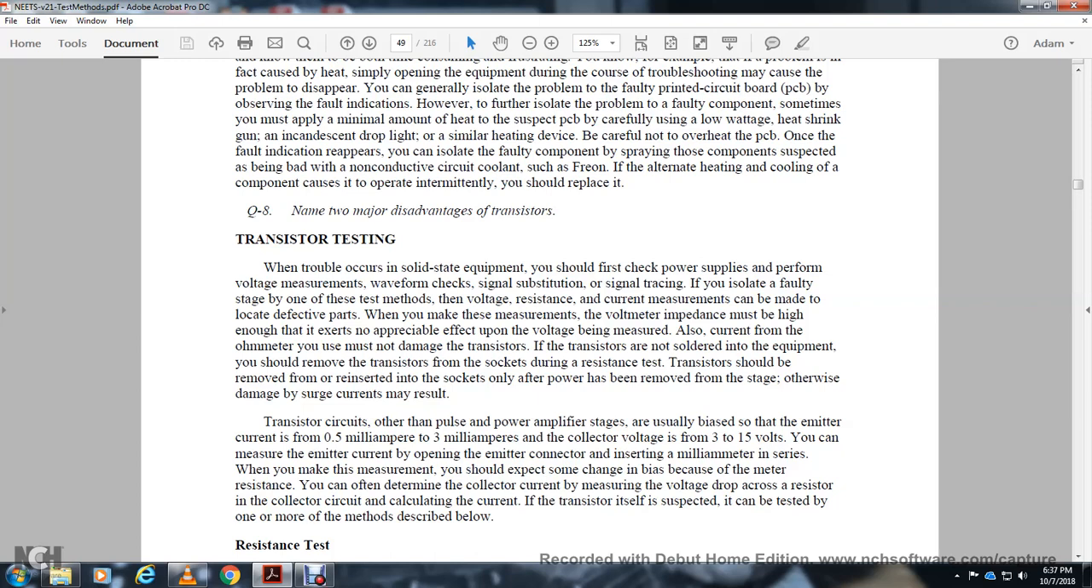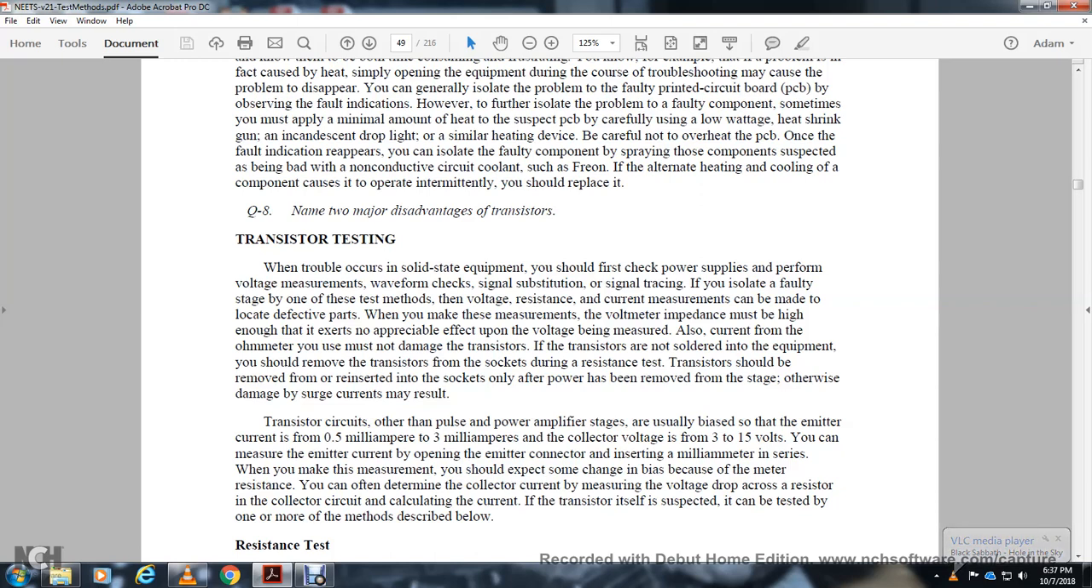Also, the current must not damage the transistor. If the transistor is not removed from the equipment, you should remove the transistor from the circuit during the resistance test. The transistor should be removed. Reinsert it into the circuit only after the power has been removed from the stage. Otherwise, damage to the stage or surge current may result.